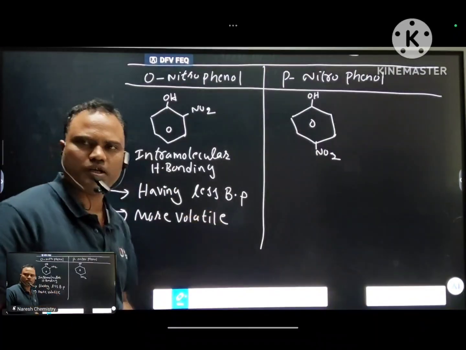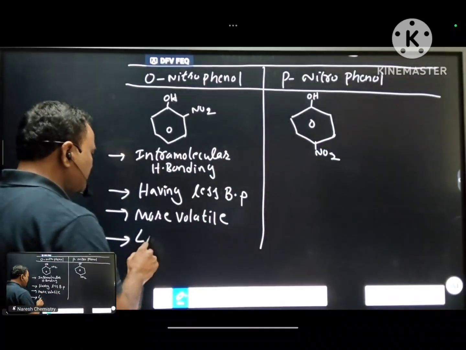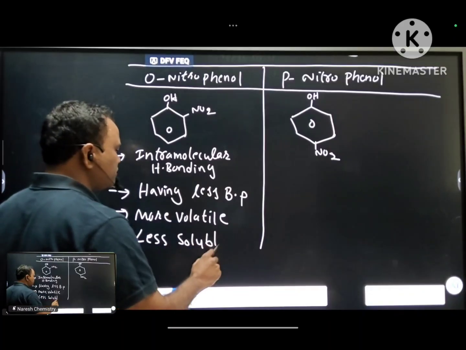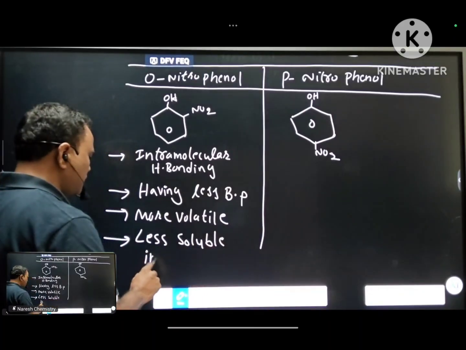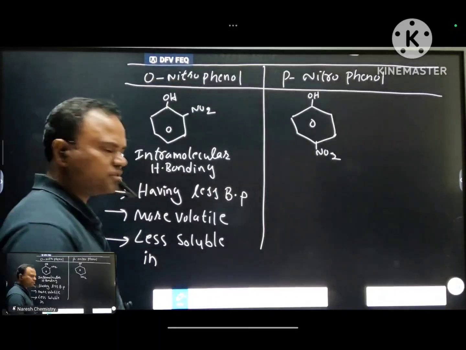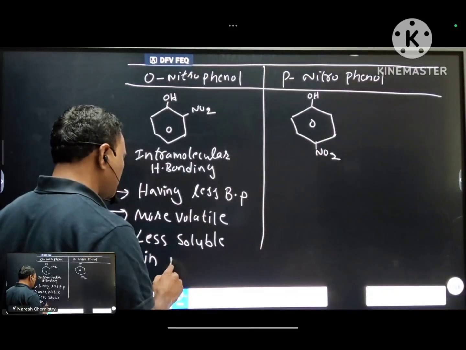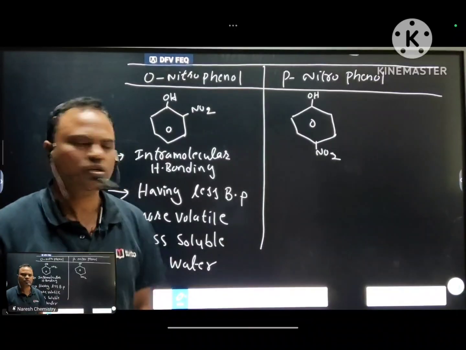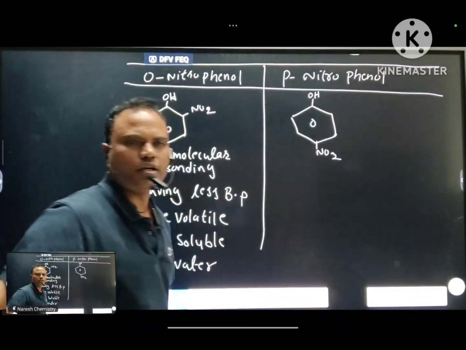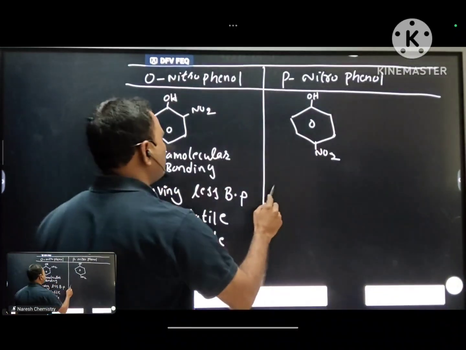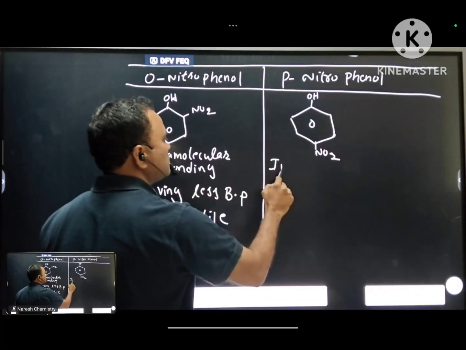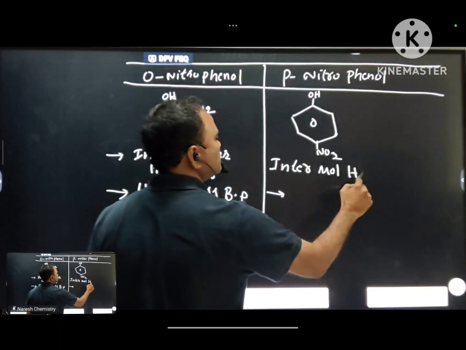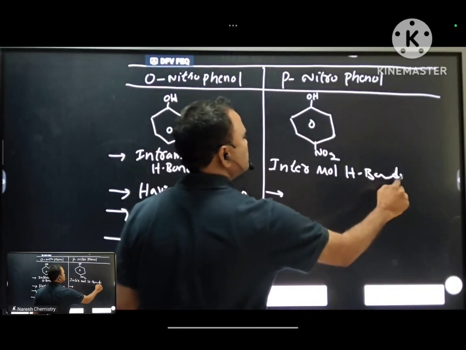Next, solubility. These three are very important: solubility, boiling point, volatility. Less soluble in water. The compound in which intramolecular hydrogen bonding is present is less soluble in water. Over. Finished. Here, right opposite: intermolecular H bonding is the opposite.